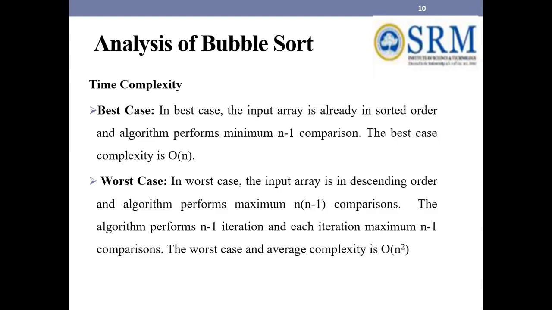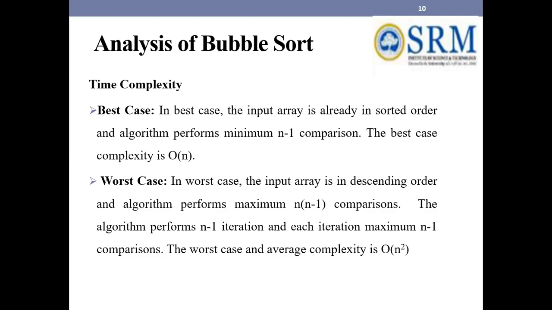The worst case situation occurs if the input array is in descending order, the reverse order. The algorithm performs a maximum of n into n minus 1 comparisons, where n minus 1 is the number of iterations, and for each iteration, the algorithm performs a maximum of n comparisons. So the time complexity is n into n minus 1. In big O notation, the worst case and average case complexity is order of n square.